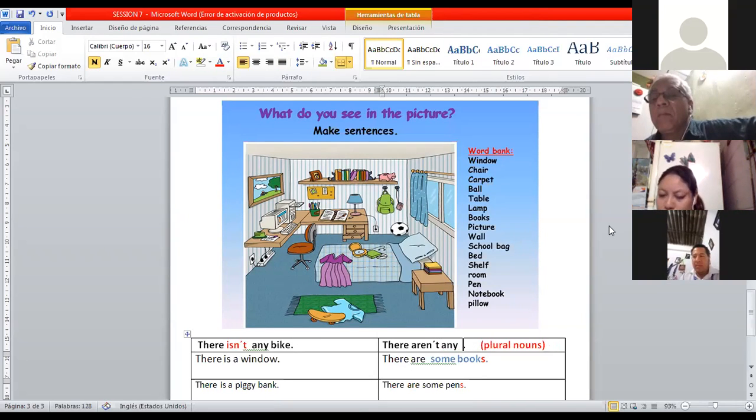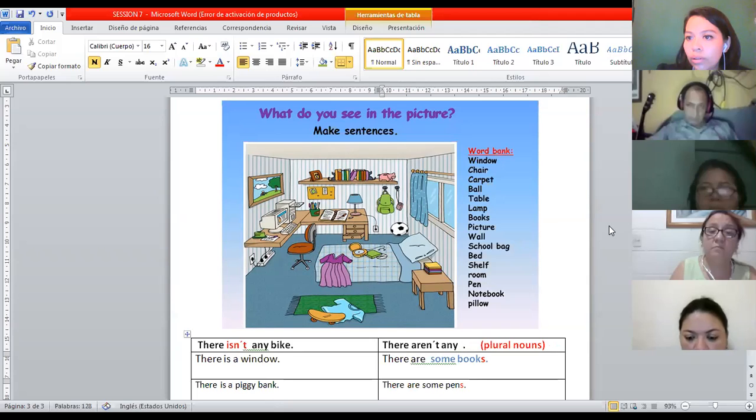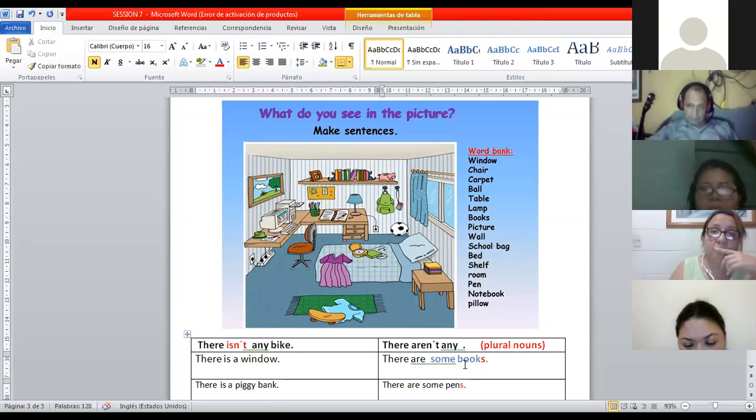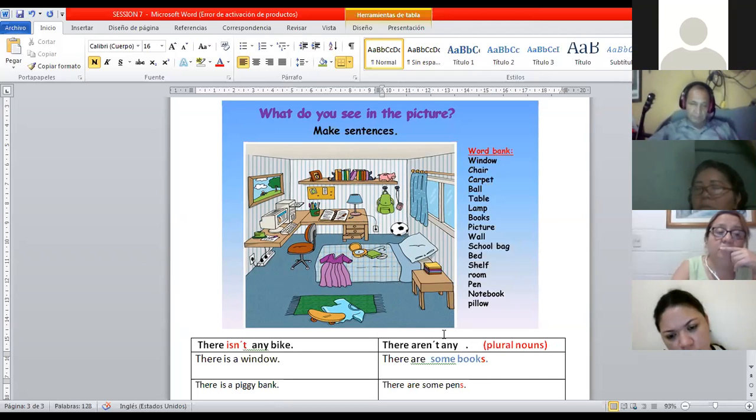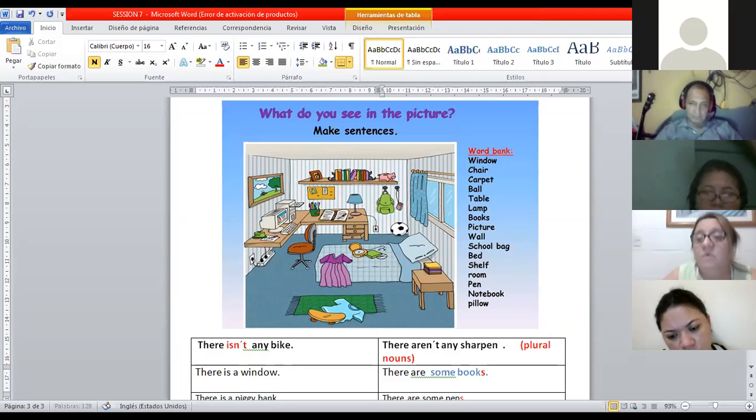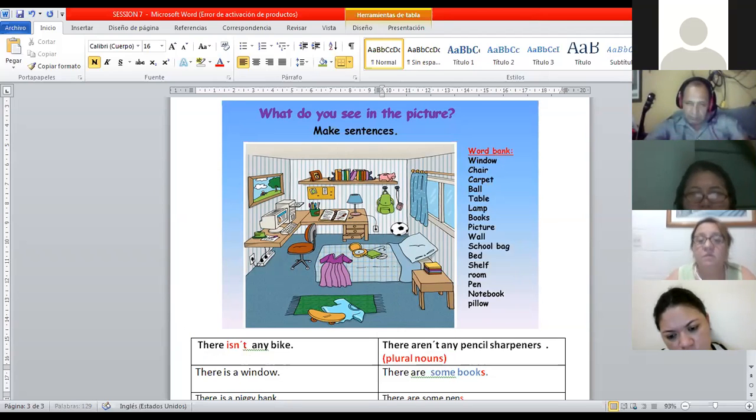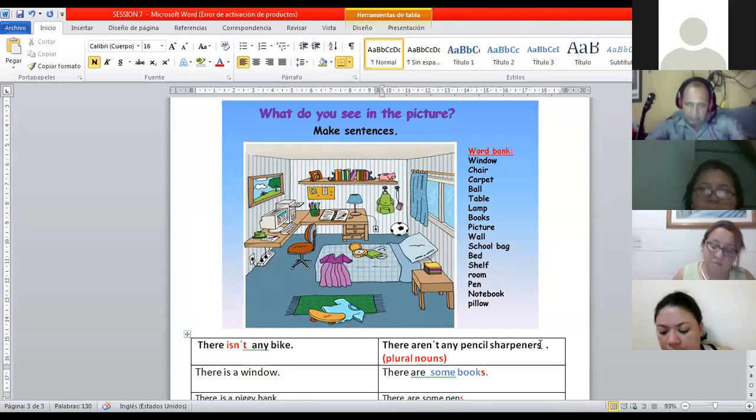Or for example, let me give you another one. For example, right here. Imagine that here in the picture, there aren't any, let me see. For example, sharpeners, okay? Sharpeners or pencil sharpeners son las sacapunta, right? There aren't any pencil sharpeners. And this is plural, right?